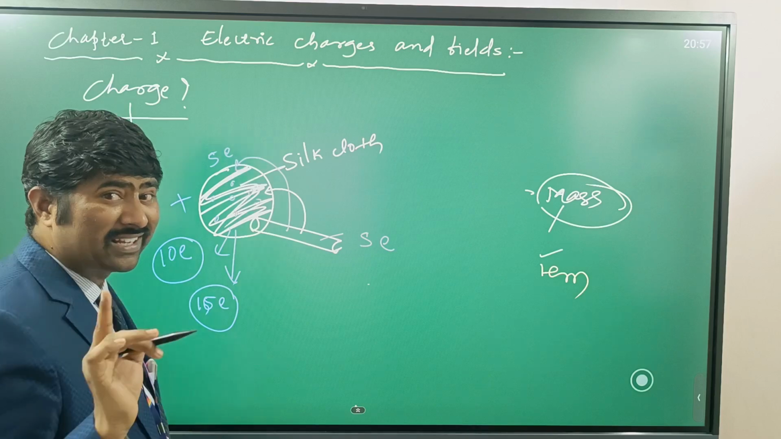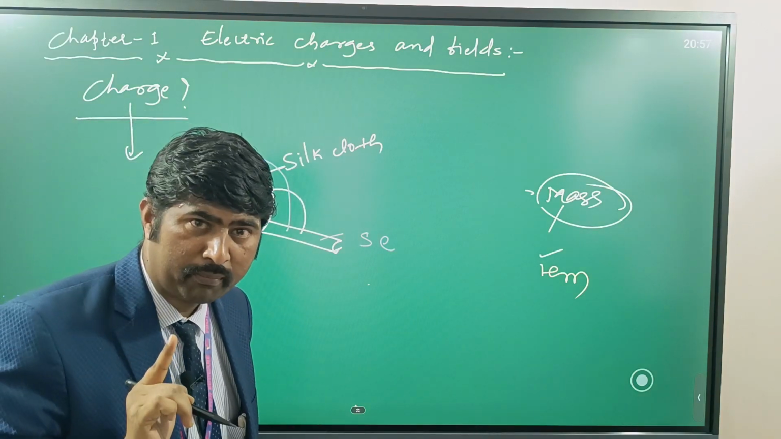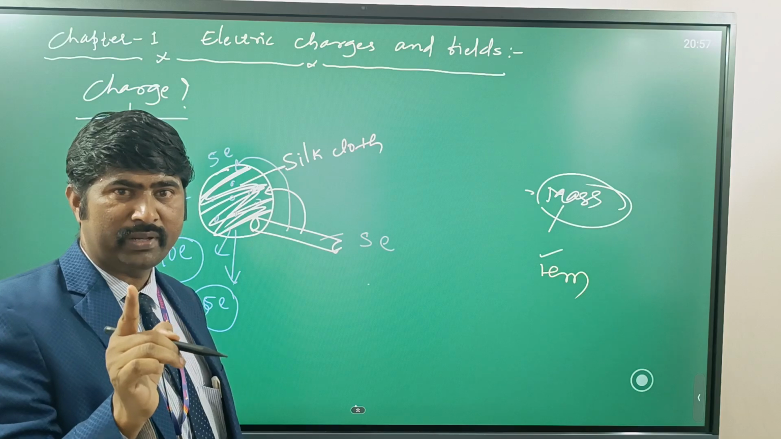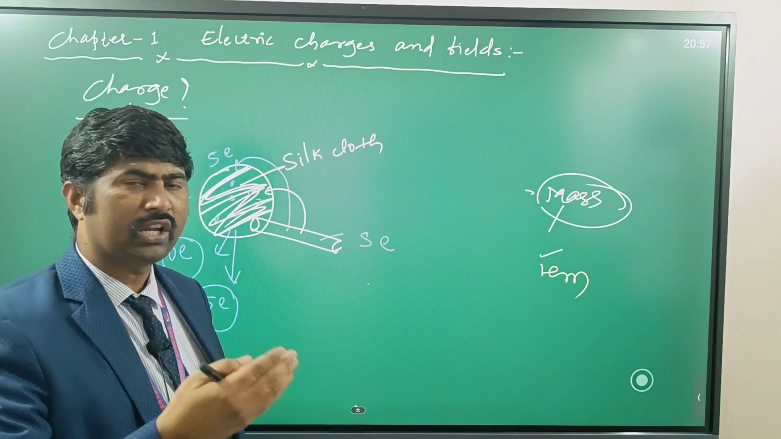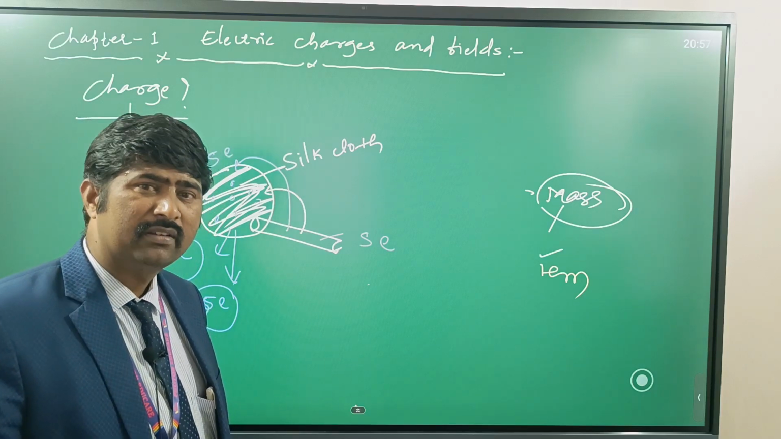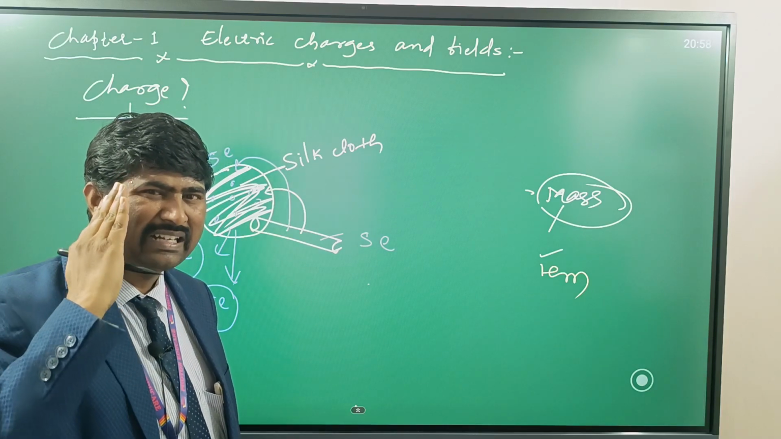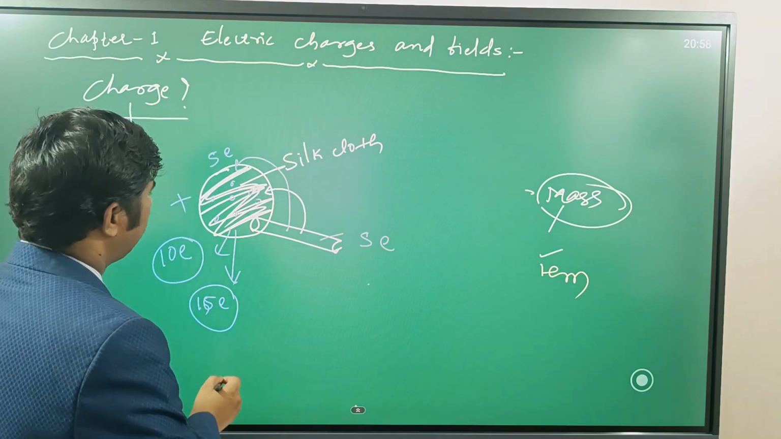Clear? See, understand the concept. By understanding the concept only, you can solve the numerical problems. Don't go directly to numerical problems. By knowing the formula, if you try to solve the problems, you can solve some simple problems. But to solve higher order problems, we must have a crystal clear concept.